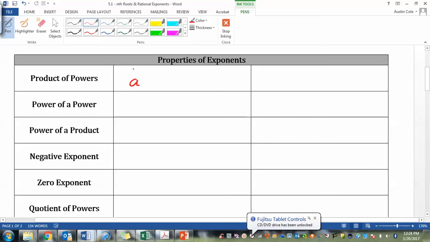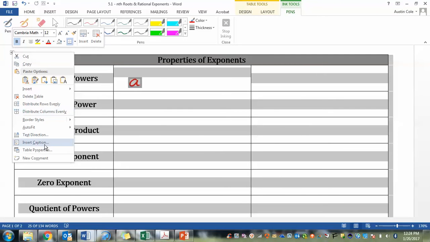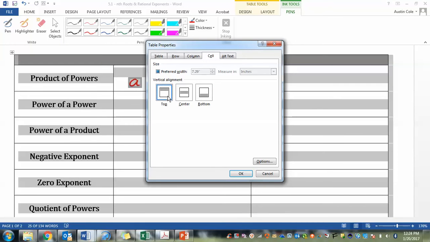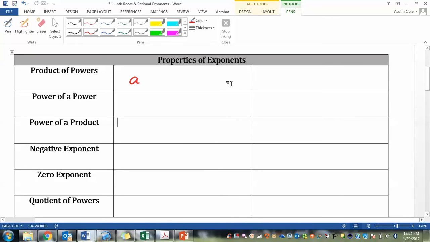Give me 1 second. Because when I make these charts, I center them. Are you still recording? Yeah, I am still recording, I think. I center them, and then once I write them, it changes.